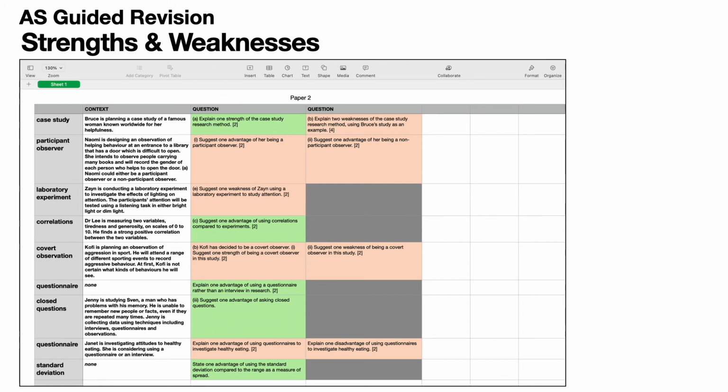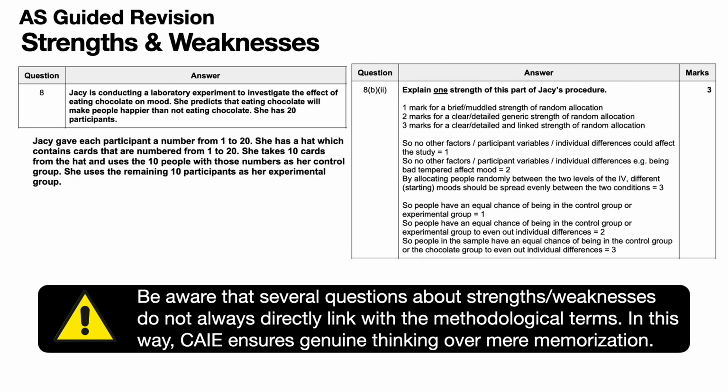One last point I will make is that I want you to be aware that sometimes they will ask you about strengths and weaknesses without directly linking to the methodological term that is on the syllabus. And I believe the motivation for doing this is to prevent students from just memorizing strengths and weaknesses. They want to actually see some real thinking in real time. So let's look at this question as an example.